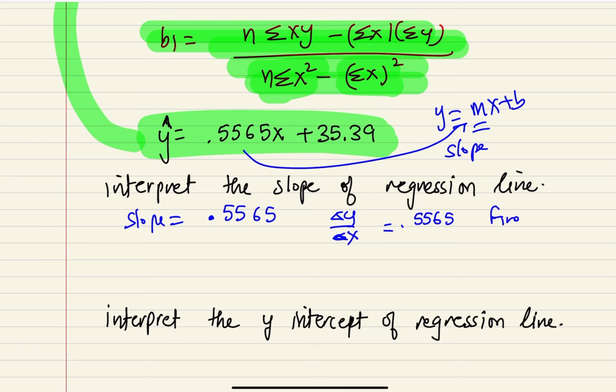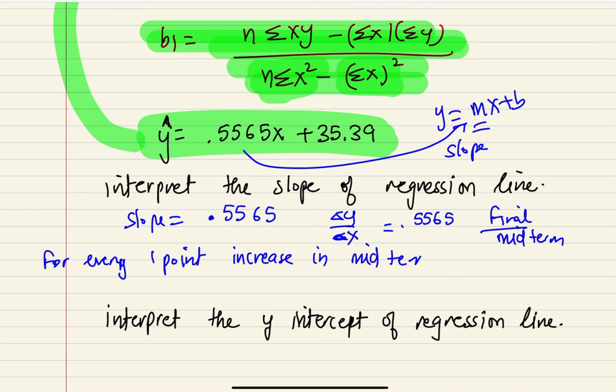This is final grade over the midterm grade. The change in final grade divided by change in midterm grade. So for every 1 point increase in midterm grade, the final grade is predicted to increase by 0.5565.